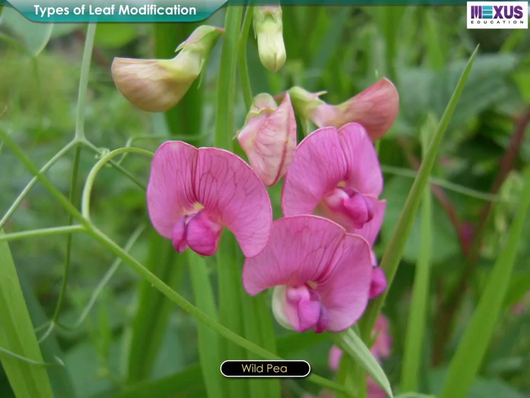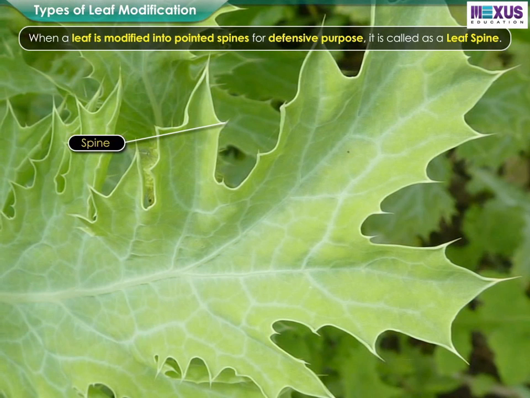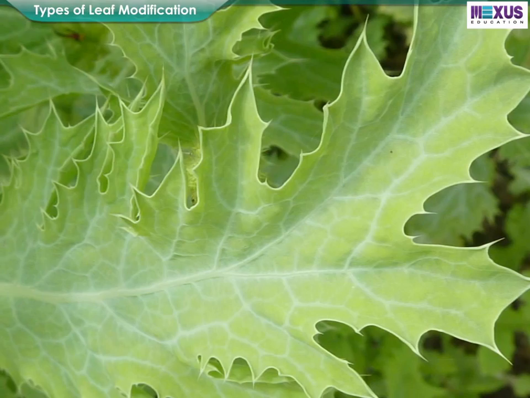When a leaf is modified into pointed spines for defensive purpose, it is called a leaf spine. For example, berberries and prickly poppy.